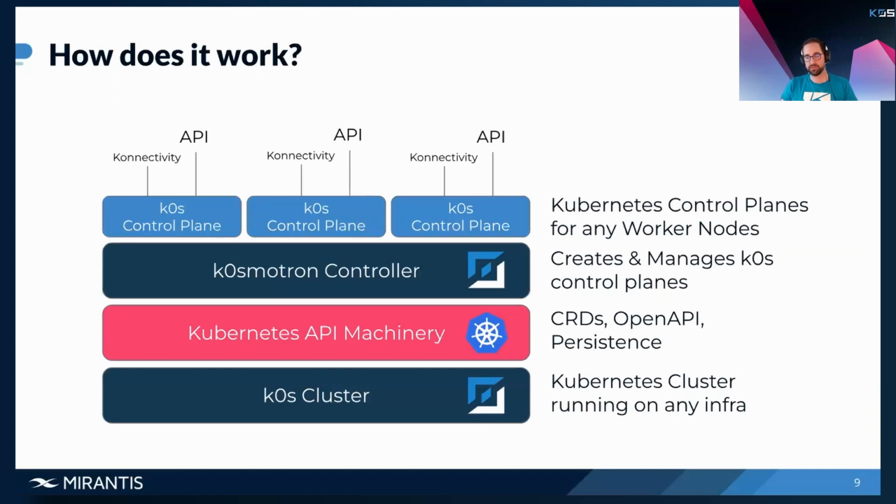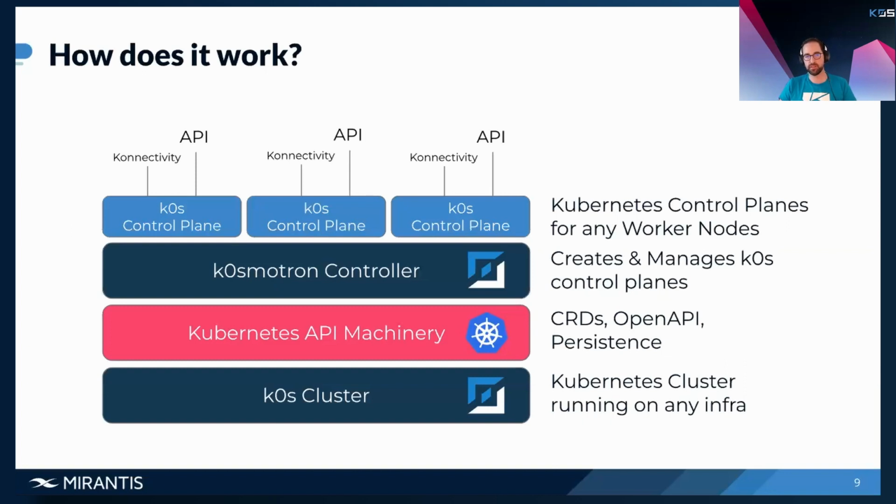So this allows us to create custom resource definitions. For example, we can persist all of the information that is saved as the k0s control plane. And we have the k0smotron controller that can create and manage k0s control planes. Those k0s control planes are sitting in that management cluster as a workload. And those control planes have 2 exposures.